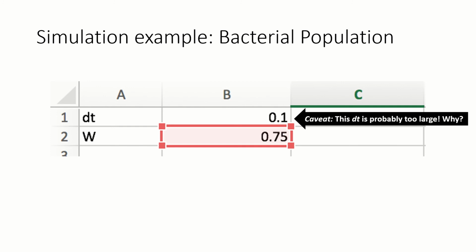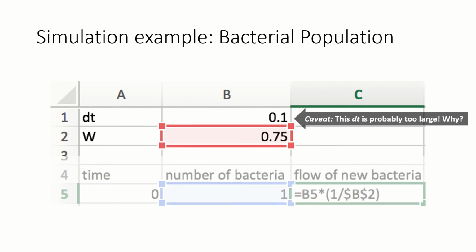Now this is probably not small enough for this to be a good simulation of the bacterial growth dynamics that I'm trying to approximate, because 0.1 is not that much smaller than 0.75. As we move on, we'll figure out ways to evaluate if you make good choices of the DT value. For now, because it's easy, I'm just going to choose 0.1 and 0.75 for this example.